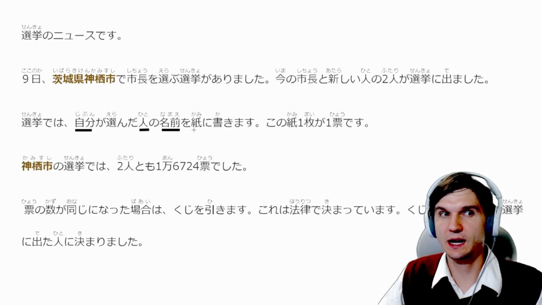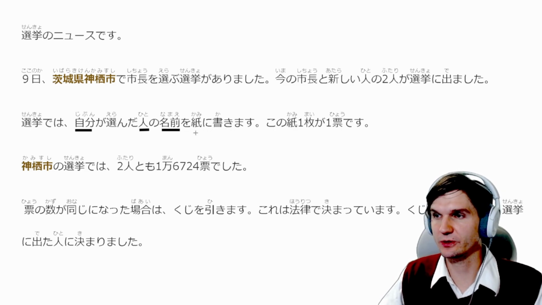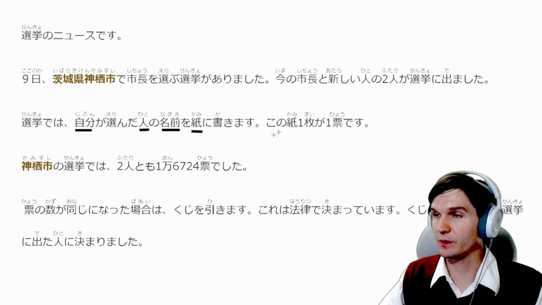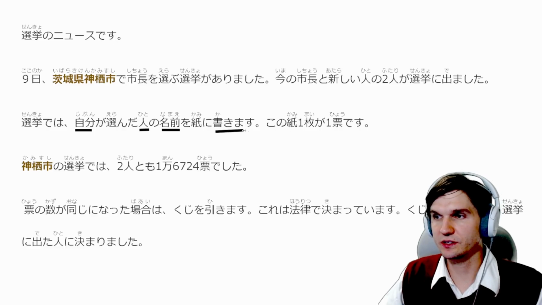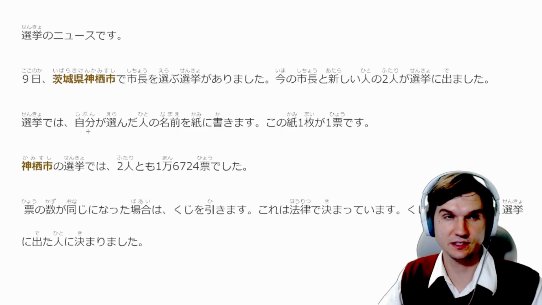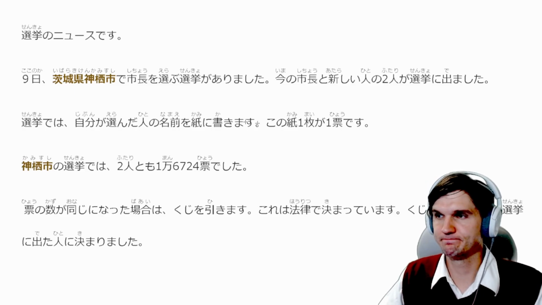を紙に書きます。So, 紙 is paper, and に tells us where we are doing our verb. So on a paper. And then 書く, the verb to write. So in elections, you write the name of the person that you have selected on paper.